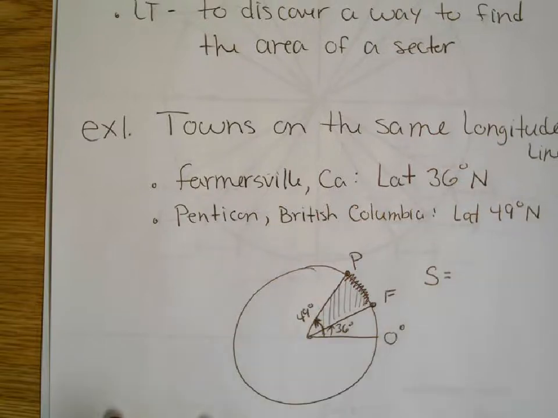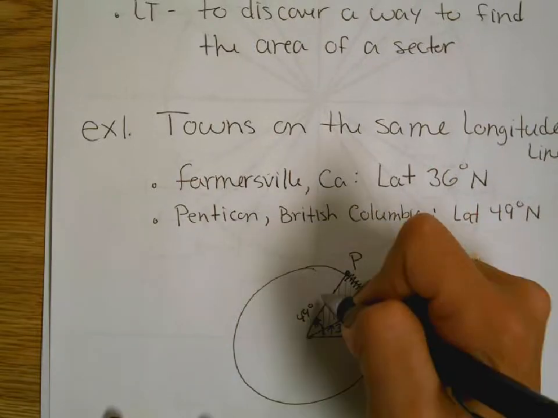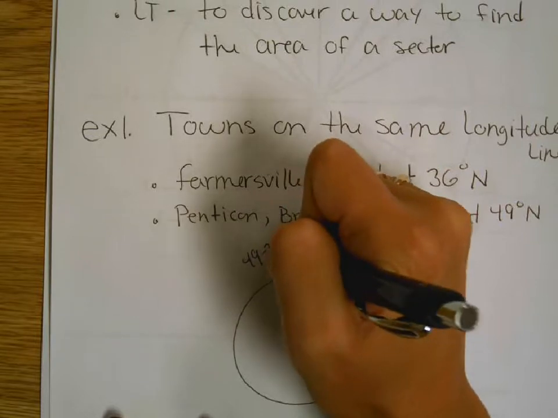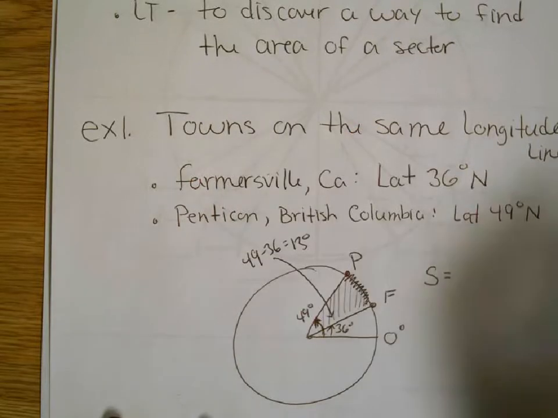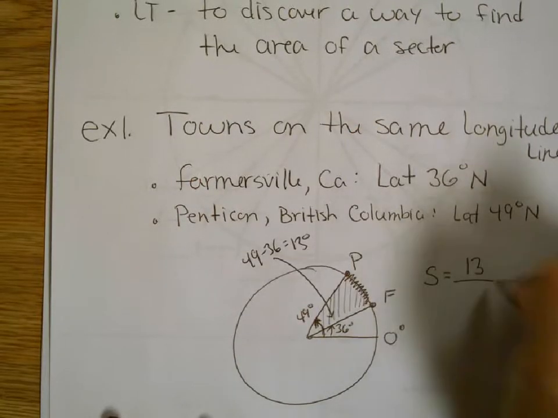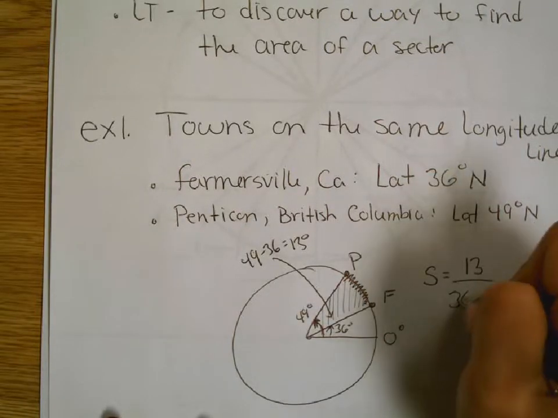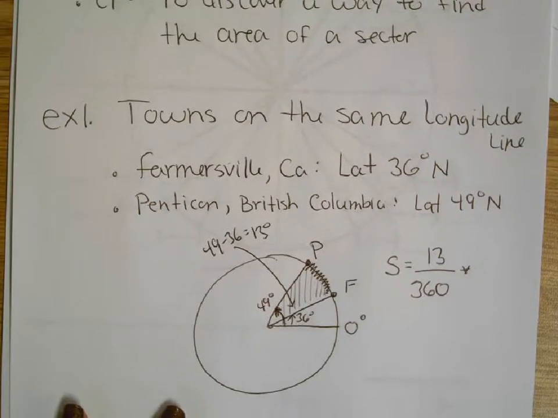Well, what's the angle measure of my pie piece? How do I get that? You've got to subtract them, right? 49, the two together, the bottom part's 36, so 49 minus 36 gives us a pie piece of, is that 13? Okay, so I got 13 degrees. How do I get what fraction of the full circle that is? It's my bottom whole. Allison? Divide by 360. Then we're going to multiply by the circumference of the Earth.